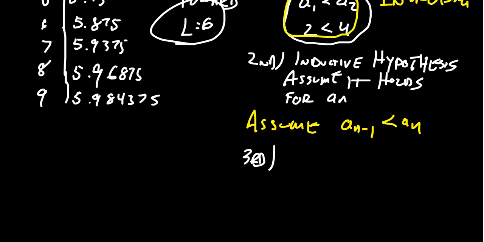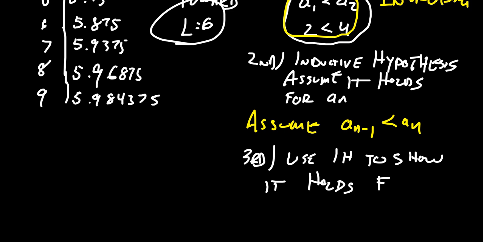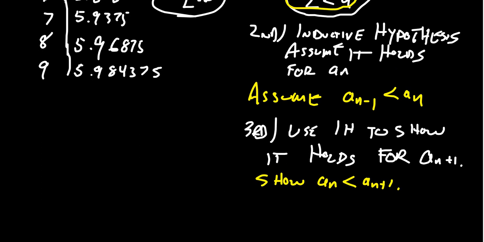We have to then, thirdly, use the inductive hypothesis to show the statement holds for an plus 1, the next term in the sequence. And so what we have to do is show that an is less than an plus 1 in our sequence. And we do this using the assumption that we had from before.